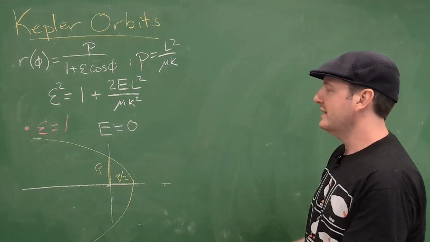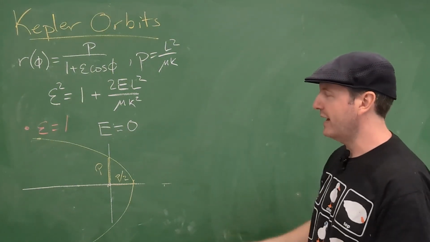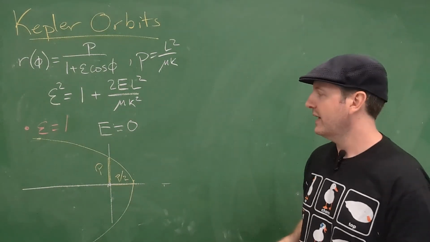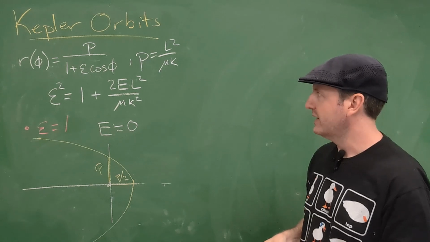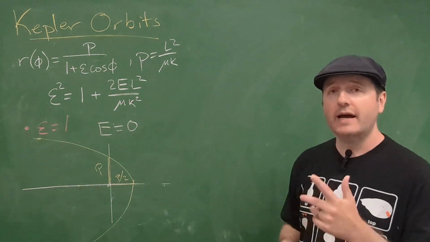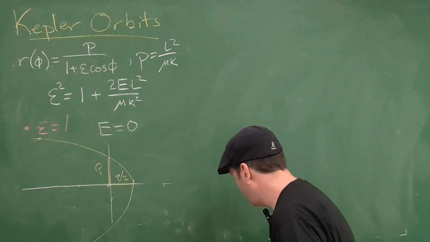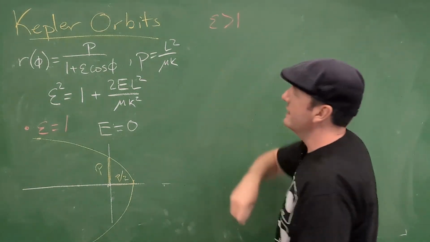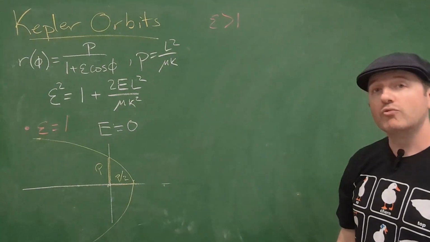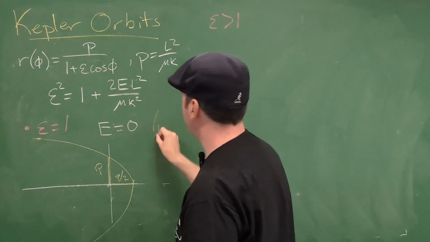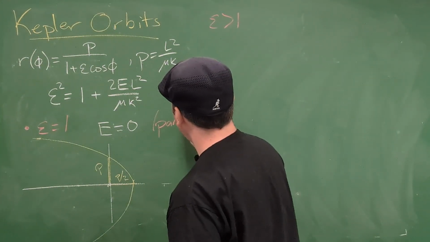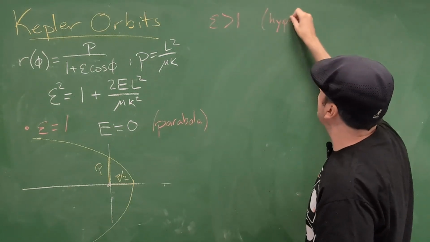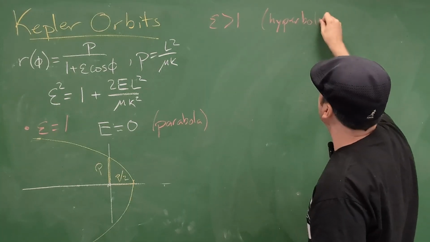Okay, so that one's actually not terribly interesting. It's a knife's edge balance between just barely being an unbound orbit. Not much more to say about that. Now let's turn to the very unbound orbit, which is epsilon greater than 1. So this one was a parabola, and now we're going to look at hyperbolas.